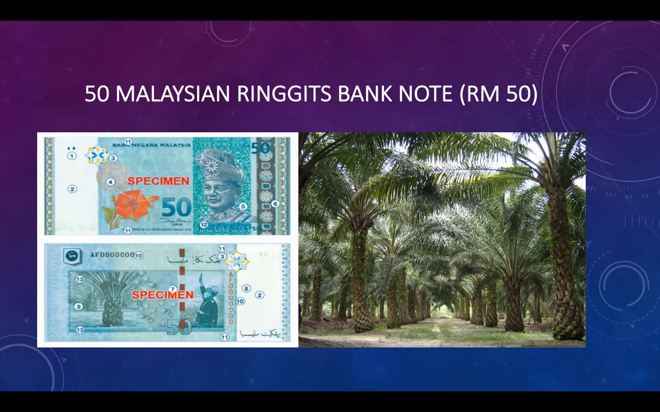50 Malaysian ringgit banknote, RM50. The 50 ringgit banknote adopts a predominantly green-blue color. The current bill is from the fourth series and dates from July 2009. The obverse shows Tuanku Abdul Rahman's portrait and palm oil trees on the reverse.